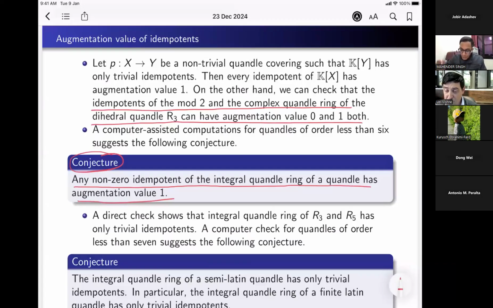Of course, over other rings, it can be 0 and 1, as I have already said here. One can easily see this in small quandles of size 3, but over integers, somehow it is the case. We don't know how to prove it.